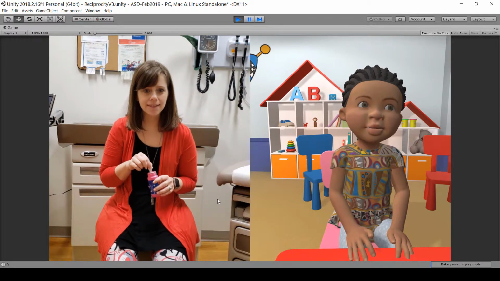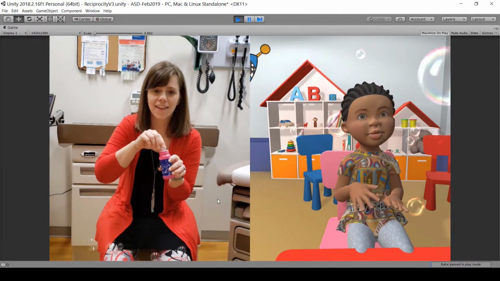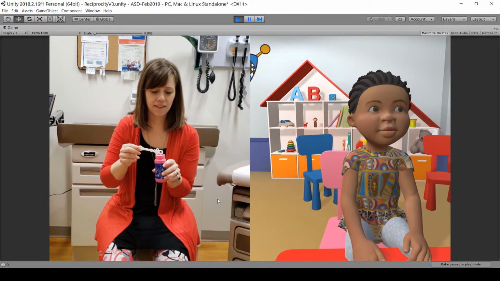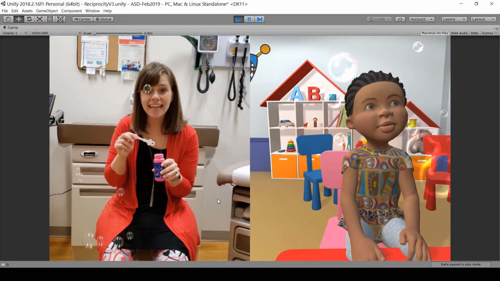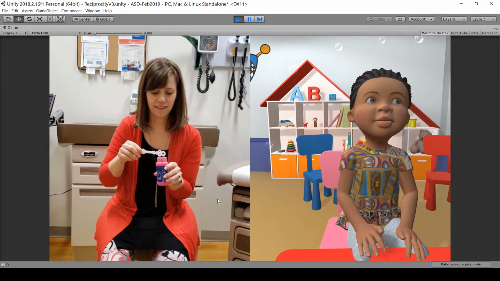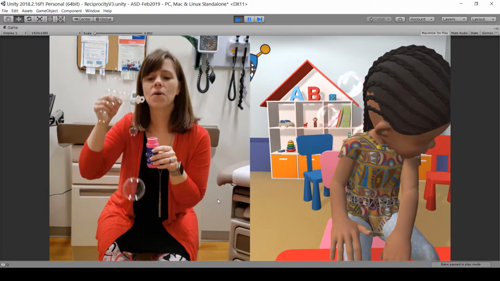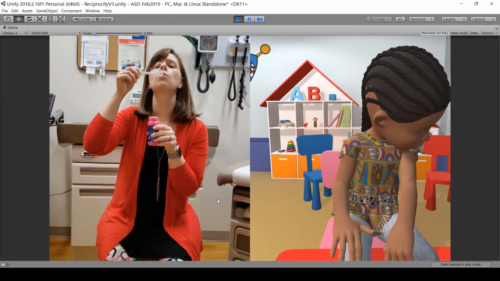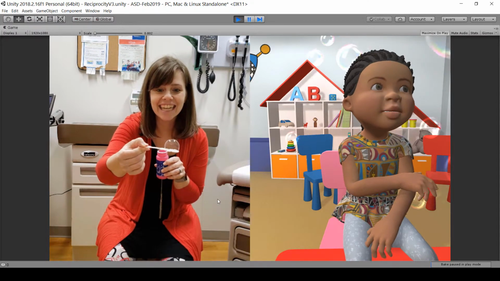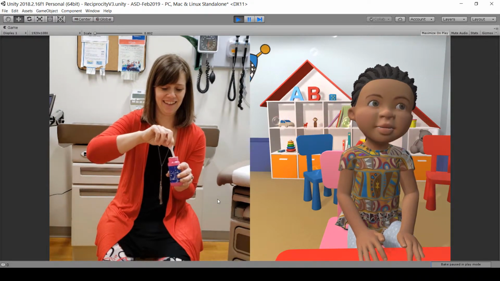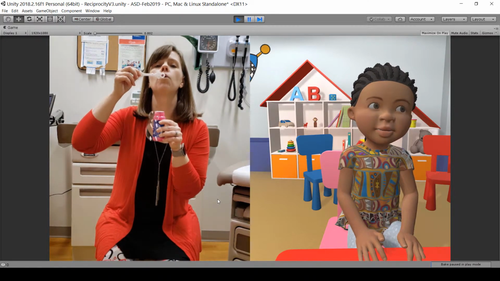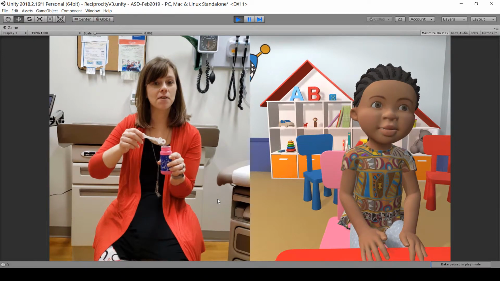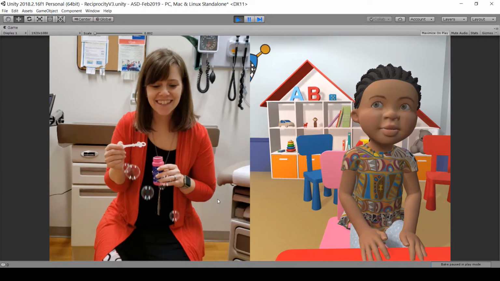All right, Jayla, are you ready to play with some bubbles? Here we go. Look at those bubbles. Wow, look at that big one. Here's some more. Look how many came out that time. Here we go again. Look, let's see if we can catch one. It landed on the chair. Look at this one. We caught it, Jayla. What do you think? Here's another one. Look at this big one. Okay, one more time. Get ready. Good job.